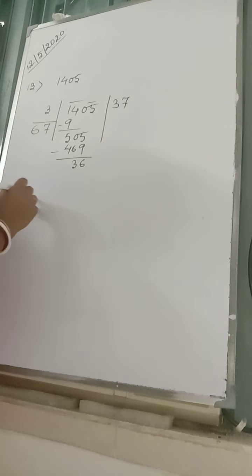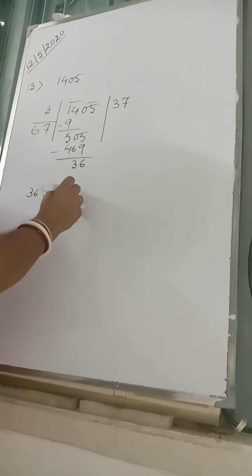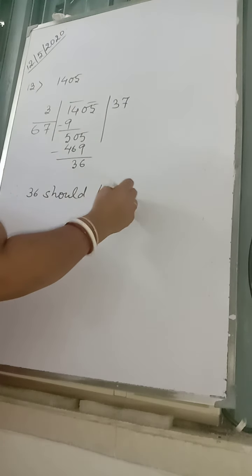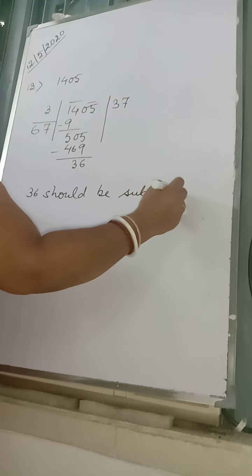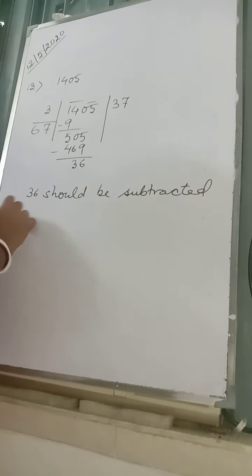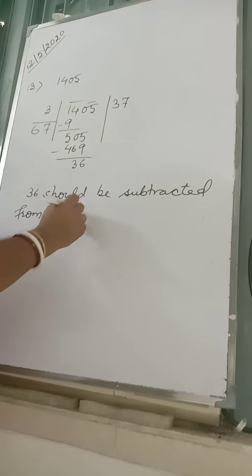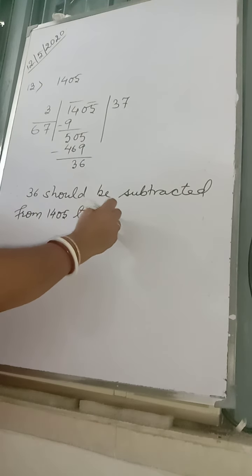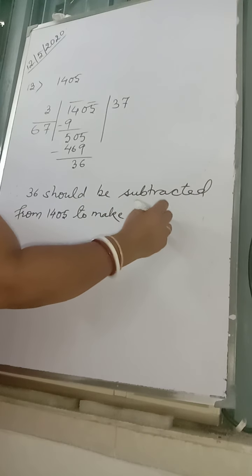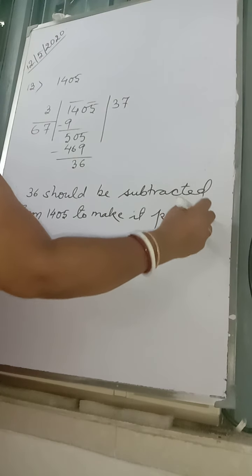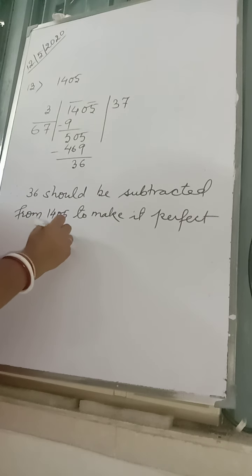So that's what 36 should be subtracted from 1405 to make it perfect square. Is it?